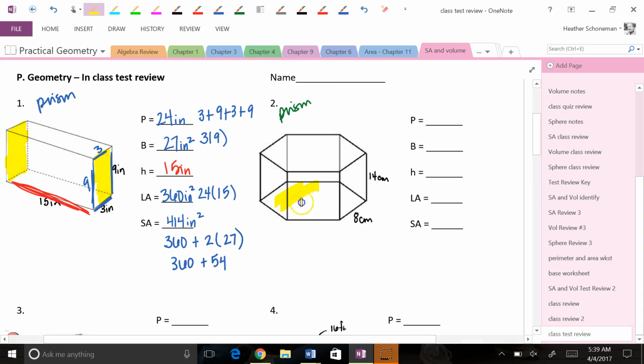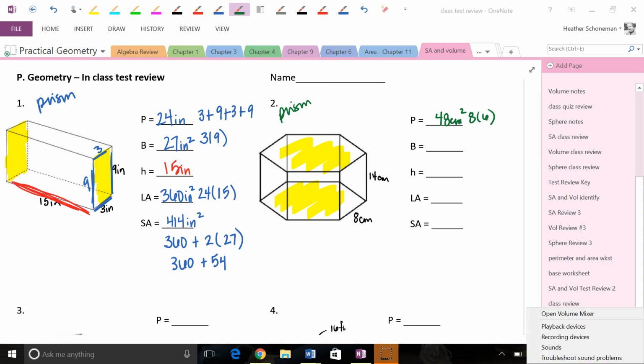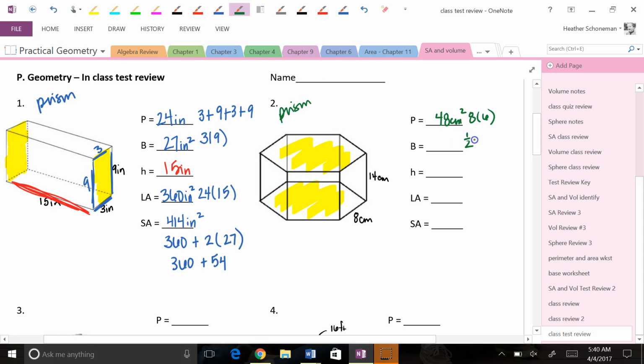Prisms have two bases, and the two bases are going to be your hexagons. Capital P stands for the perimeter of one base. Well, a hexagon has 6 sides, and they all have a length of 8, so that's going to be 48 centimeters. Total surface area. Well, for a hexagon, our formula is 1/2 little a times perimeter. So we don't know the apothem yet, but we know the perimeter is 48.